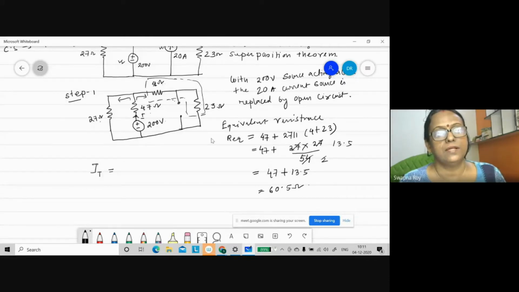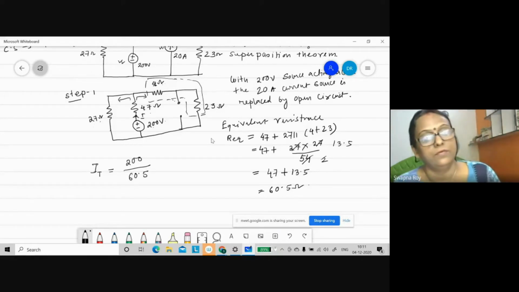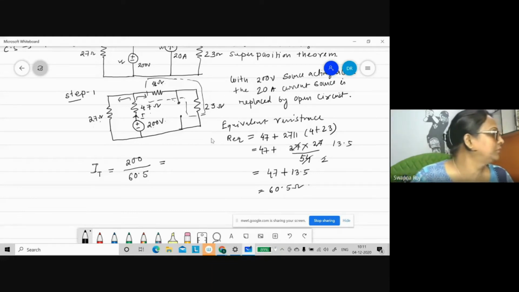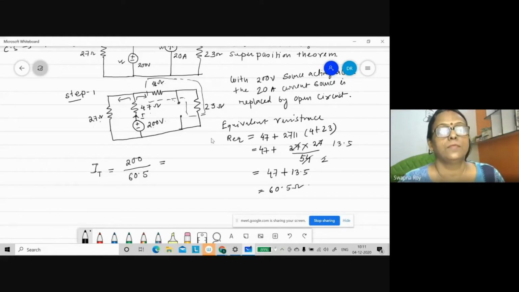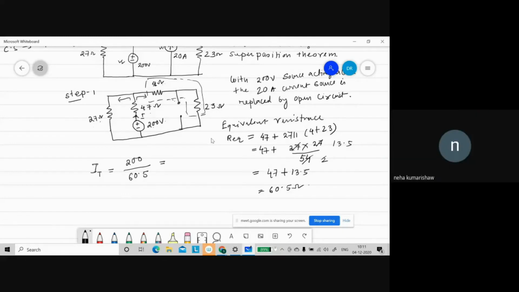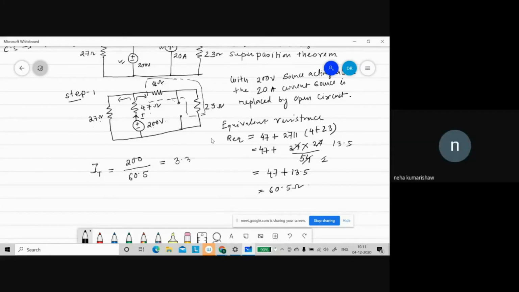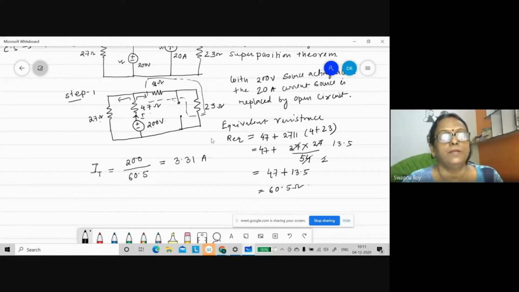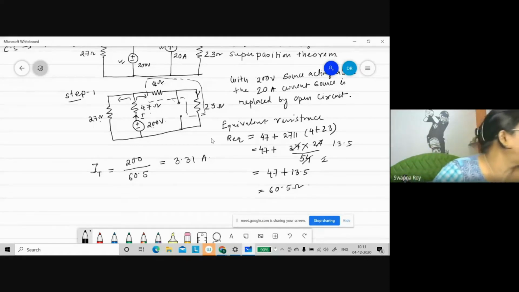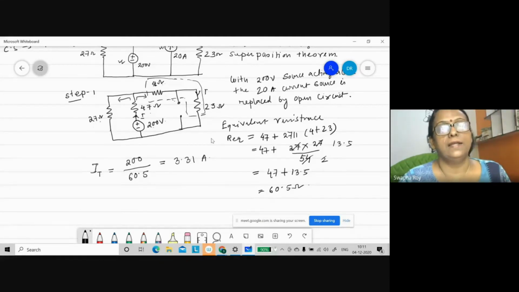This total current is equal to the current flowing from this source, which will be 200 volt by 60.5. Just calculate it. That's 3.31. Now we have to find out the current through the 23 ohms. So this current is I dash 23.